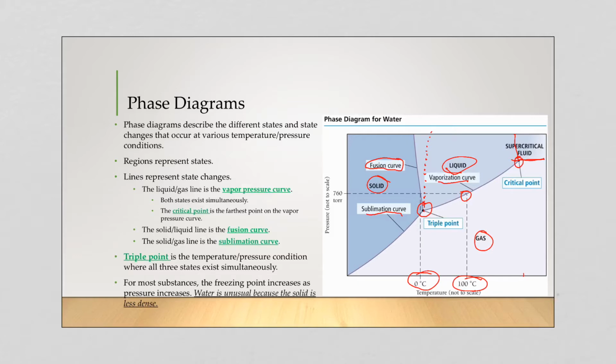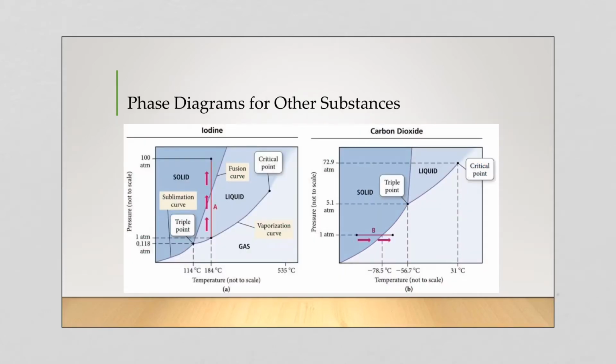Now, that doesn't mean it doesn't sublime, but we don't see it subliming very easily here. But not all phase diagrams look identical, right? Every material has a slightly different phase diagram. So let's look at a couple of other phase diagrams. These are iodine and carbon dioxide.